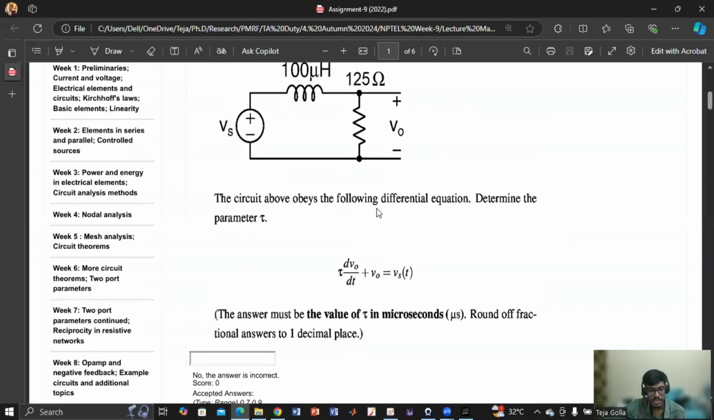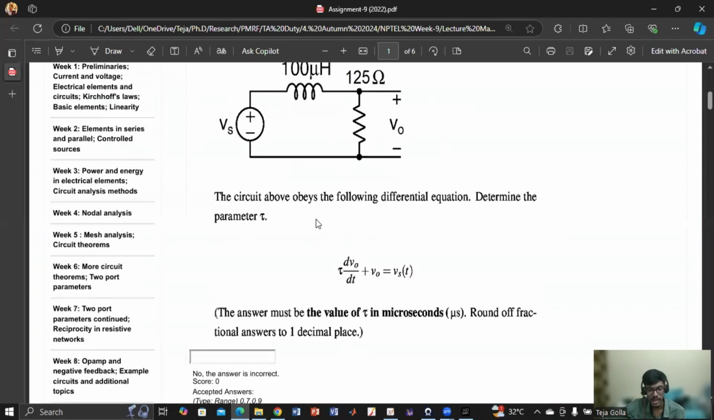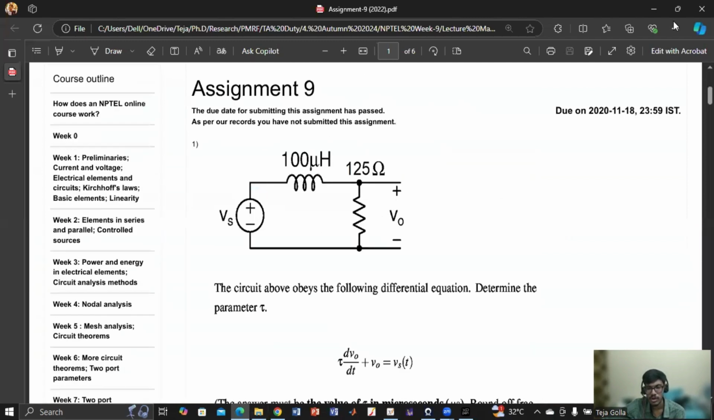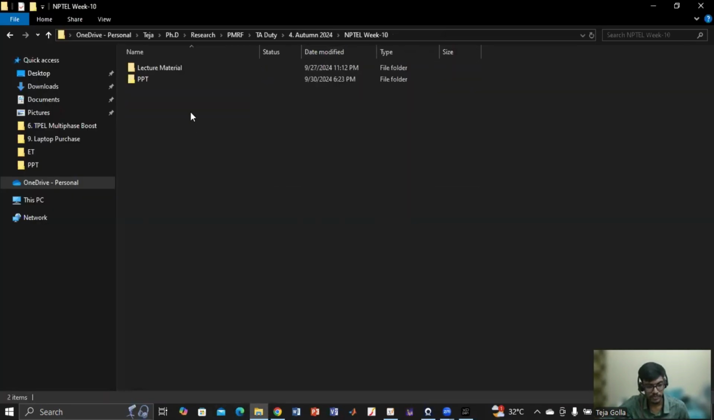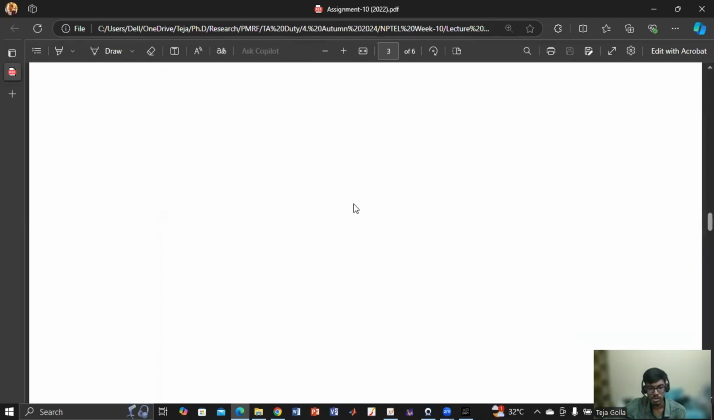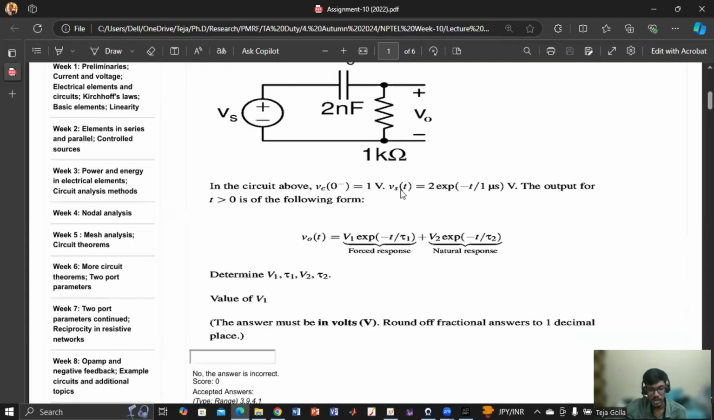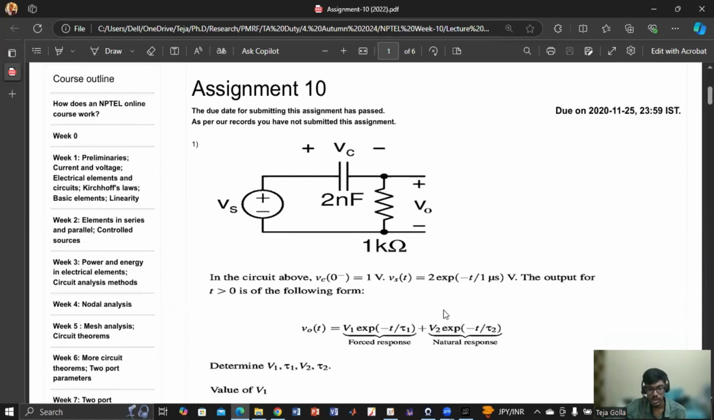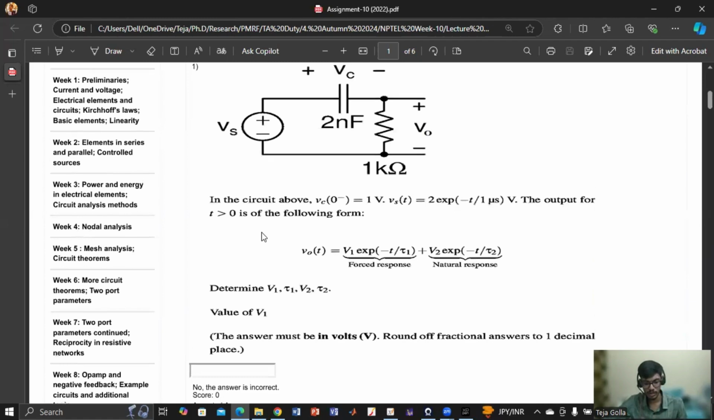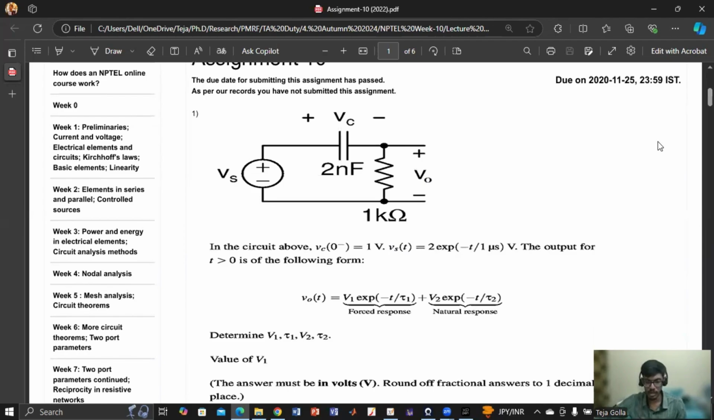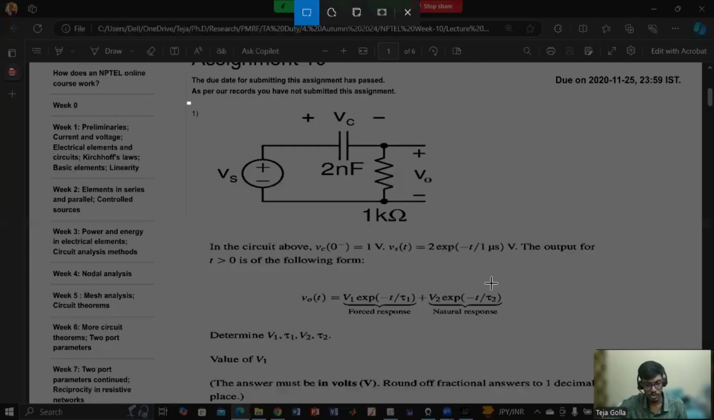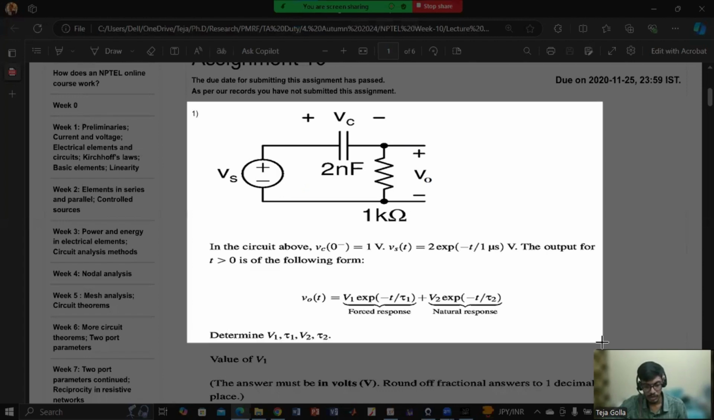If you see, these questions are very, very simple. I'm sorry, I think this is assignment 9. We have to go to assignment 10. So these questions are very, very simple. They have given one circuit and they have also given the solution. One is forced response, one is natural response. Let me just take a snip out of this. We have to determine V1, V2, and tau 1 and tau 2. The questions are very, very simple once you understand the concept.